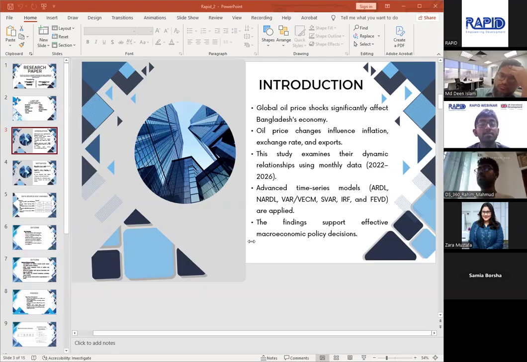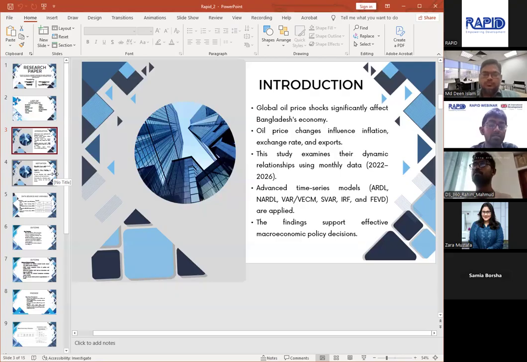In this study, we examined the dynamic relationship among these variables using monthly data spanning from 2022 to 2026, a period that captures both the post-pandemic recovery and the global energy price volatility following geopolitical disruptions in international oil markets. To capture these relationships robustly, we apply a suite of advanced time series econometric models like the ARDL model, the NARDL model, the vector error correction model, the structural VAR model, the IRF model, etc.